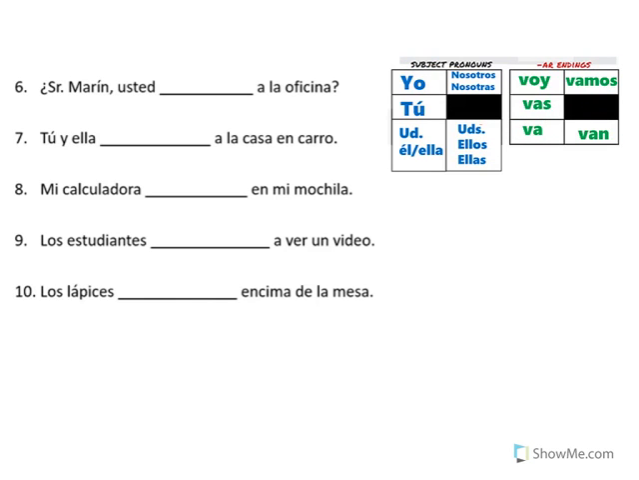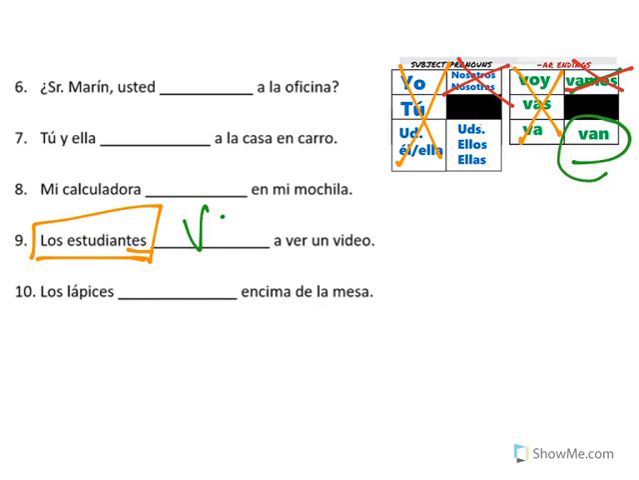Number 9. Los estudiantes. Los estudiantes means the students. More than one. Notice, estudiantes. Okay, we know the drill. If it's more than one, we can't use these sections of the chart. Even though you are a student, the sentence does not say y yo. Since it doesn't say y yo, then we have to eliminate. The sentence does not say you're included. So you cannot have nosotros. So your answer, your verb, is going to be van.